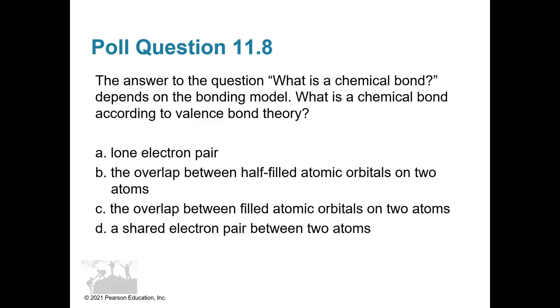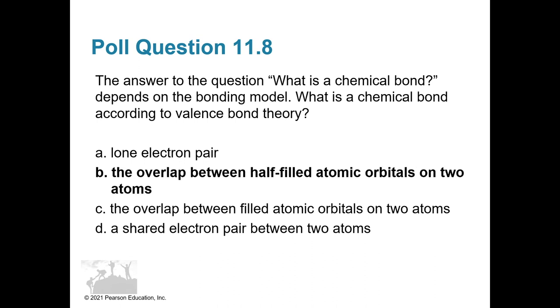Okay, so let's answer this question here. What is a chemical bond? Looking specifically at valence bond theory, let's answer this question. What is a chemical bond? Pause the video, look through your answer choices very carefully, and when you're ready for the answer, click play. Looking specifically at valence bond theory, our answer is letter B. You may have chosen letter D, but that only works if we're looking at the Lewis bonding theory, where electrons are being shared.